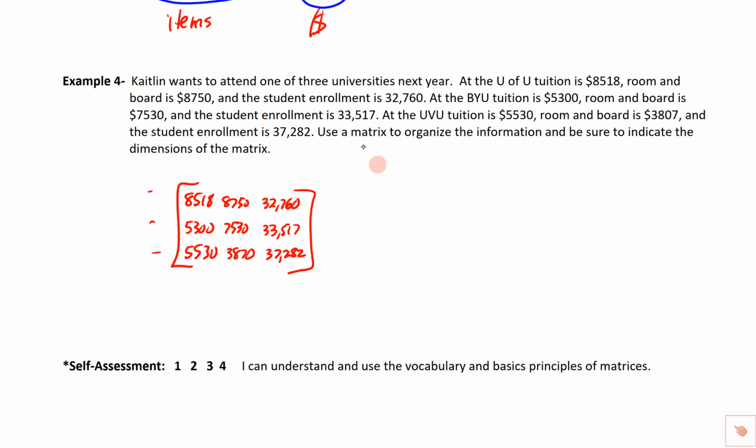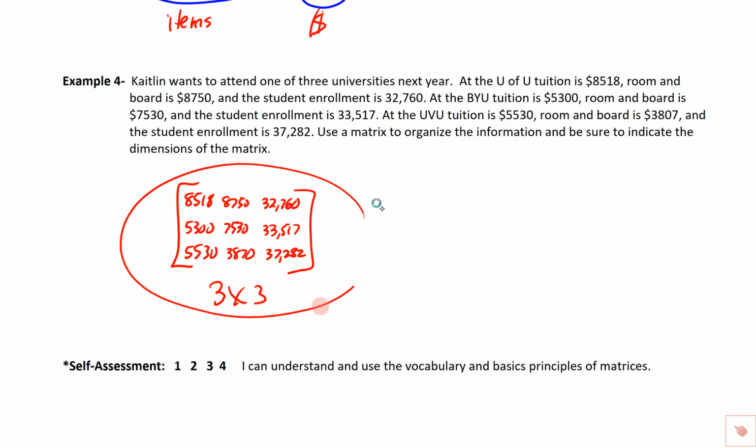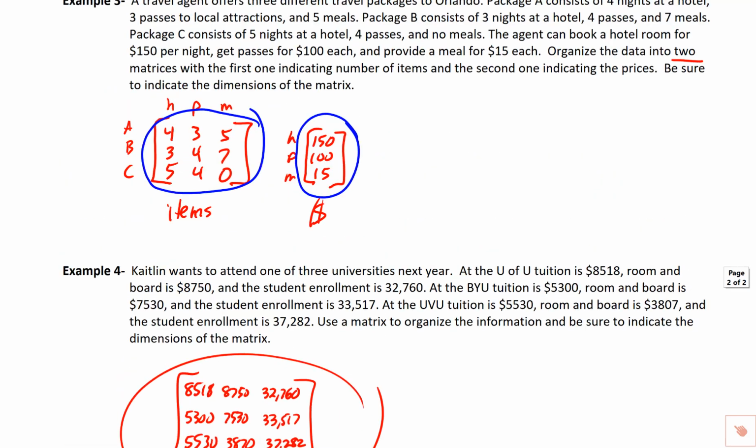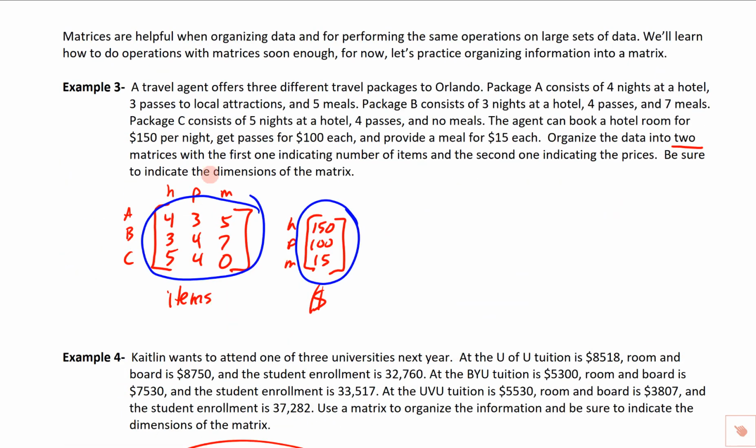Again, all it said is organize this into a matrix, and then it does say be sure to indicate the dimensions. This would be a 3 by 3, and I want to make sure that I didn't miss that on the last one, so let's go back up here and check. Indicate the dimensions. So this one is going to be a 3 by 3, and this one over here, 3 rows and 1 column, would be a 3 by 1.